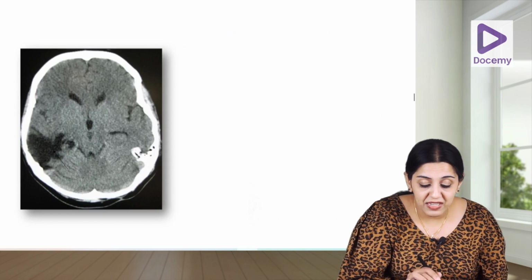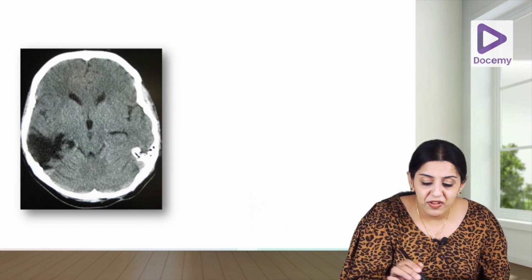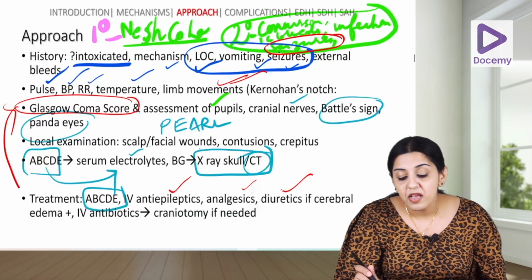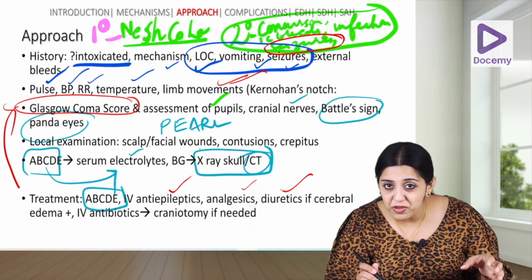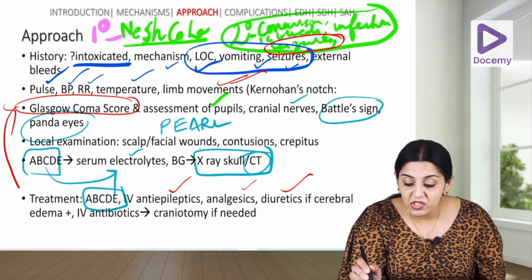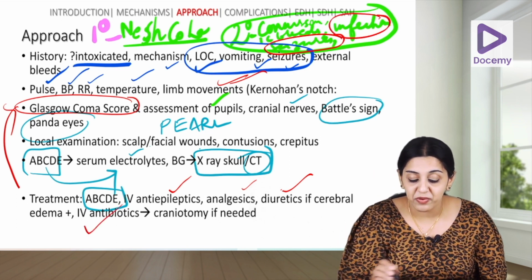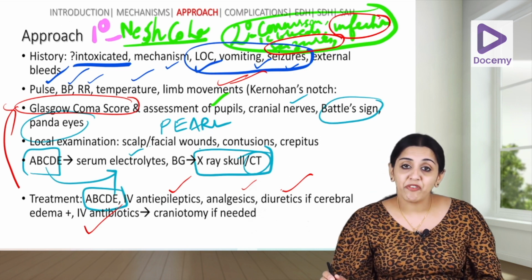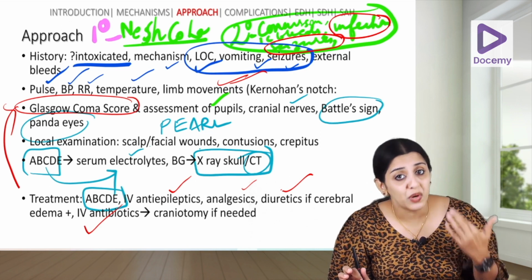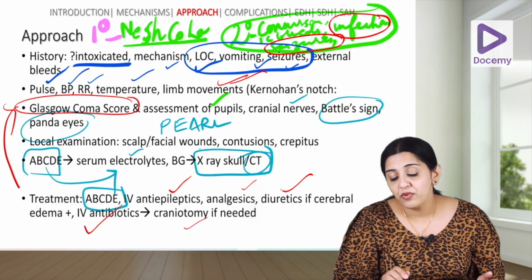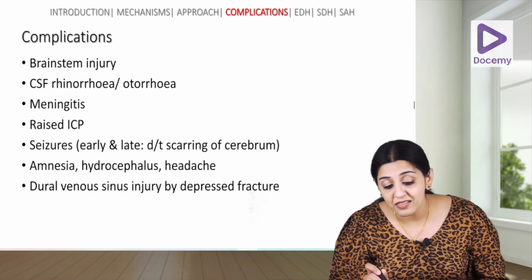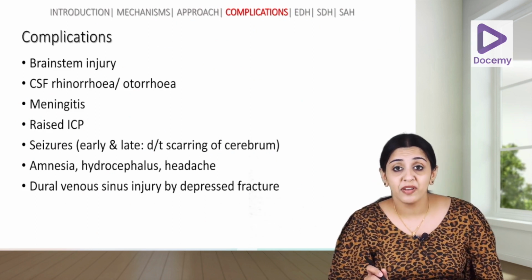Now this is a picture of cerebral edema. See, a little bit of injury can lead to a lot of edema around the cerebrum. So sometimes you may have to give diuretics to relieve that cerebral edema. Also, because there is a chance of infection to develop, you may have to give IV antibiotics. And finally, if all these conservative methods are not working and the patient is worsening, then you may have to resort to craniotomy.